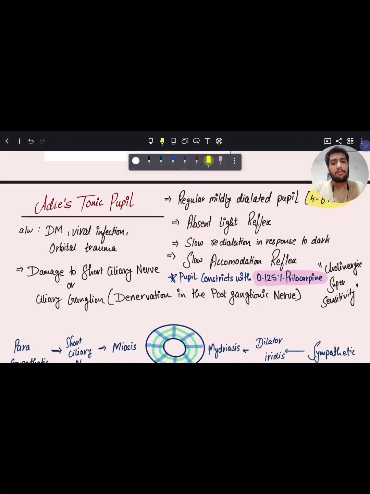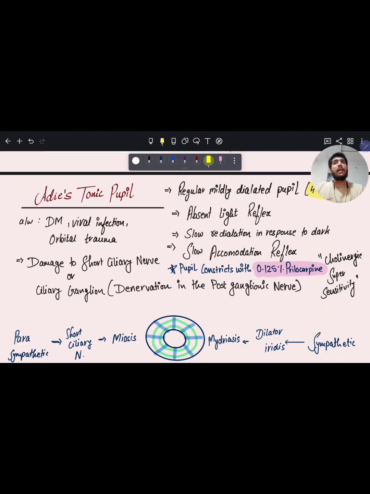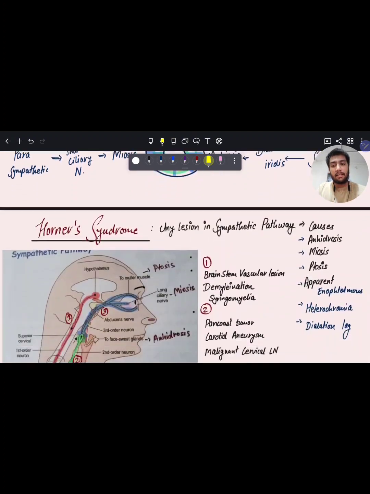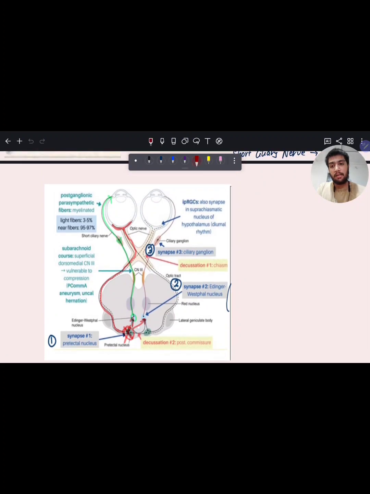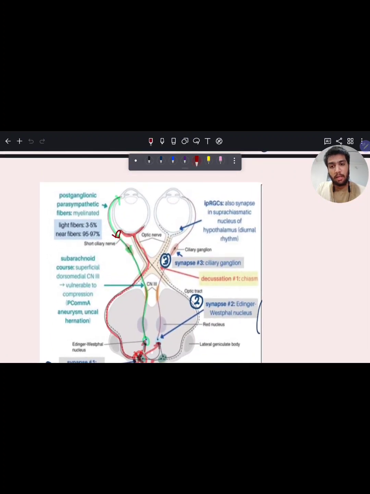And why is the light reflex absent? It is said that in Adie's tonic pupil the damage is at the level of the short ciliary nerve or ciliary ganglion. It is because of denervation in the postganglionic nerve. So let's see here in the map itself, where our short ciliary nerve was. The short ciliary nerve was here.